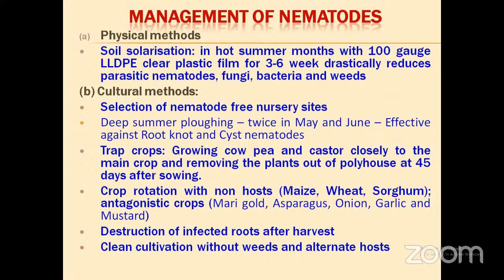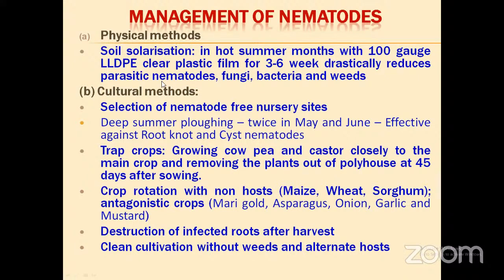So we should have an idea of how the crop cycle, or how the general crop families, have been affected by the nematodes. We should take utmost care to avoid or to rotate the crops. Instead of raising leguminous crops all the time, you change to some other cereals so that we can reduce or lower the nematode load. So these are the management of nematodes.